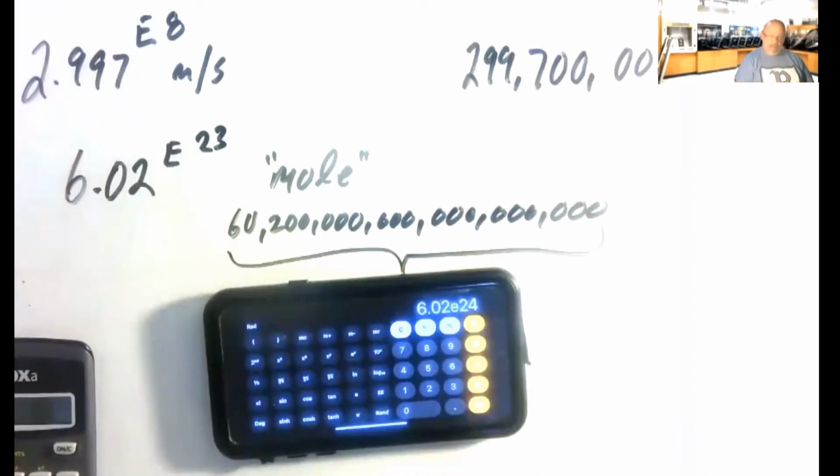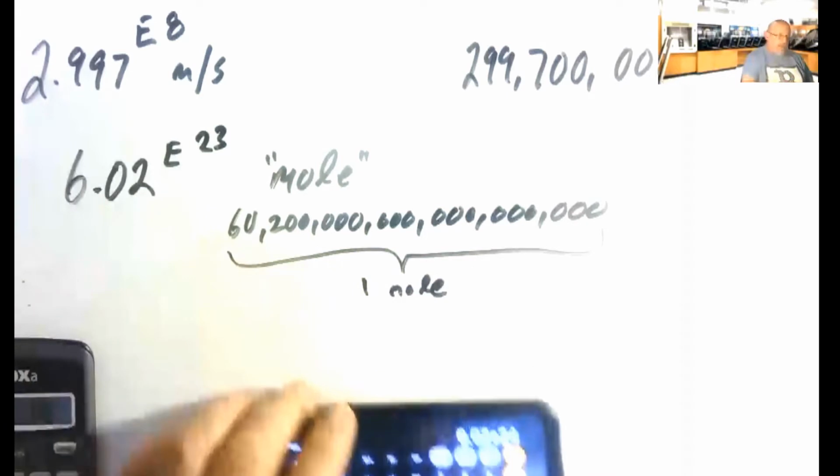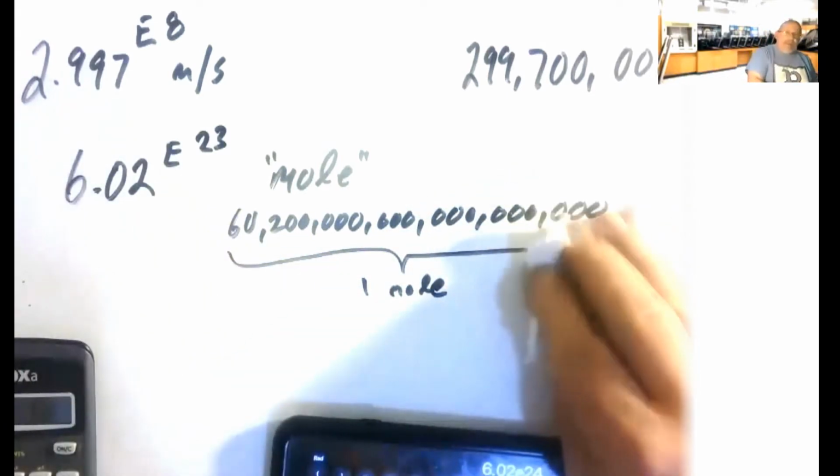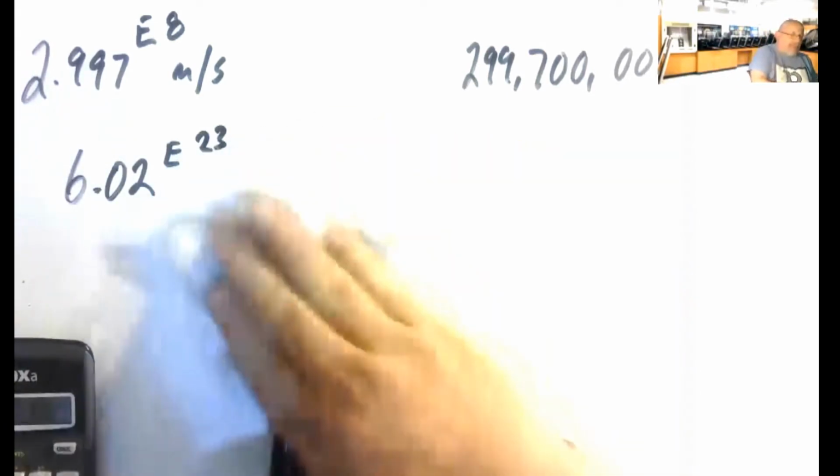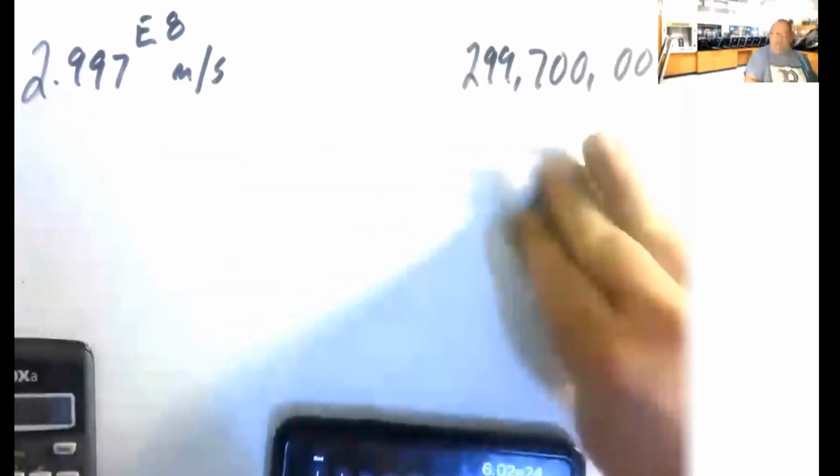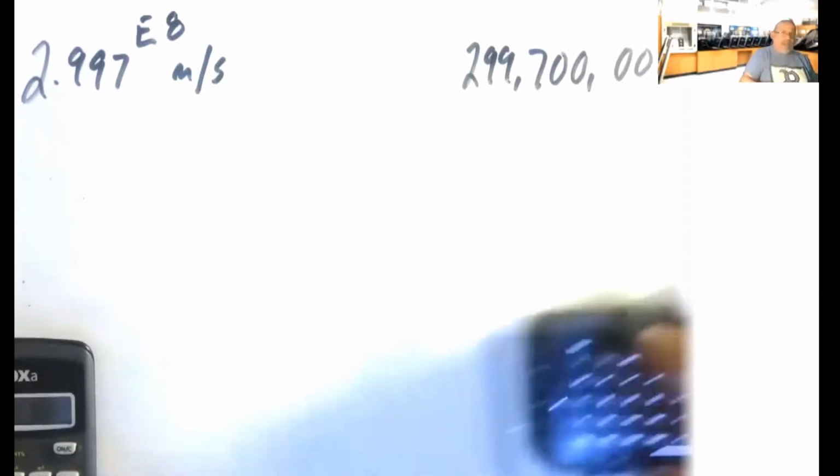Now, if that doesn't convince you, later on in this lab, the bright line spectrum, instead of the mole, which is used to handle a very large number of things, you might have to enter this number.